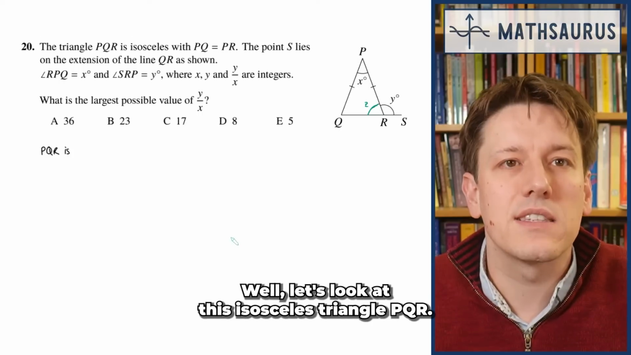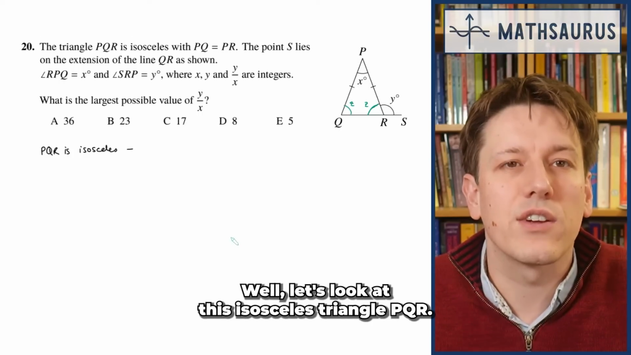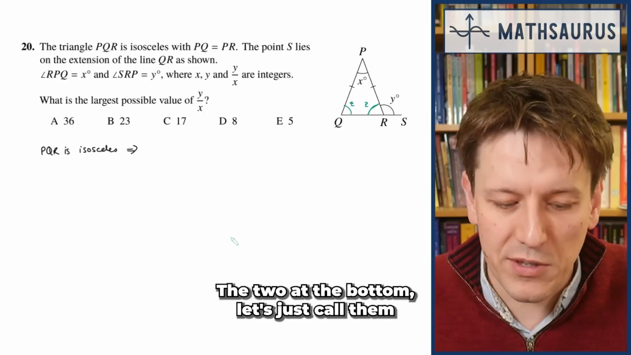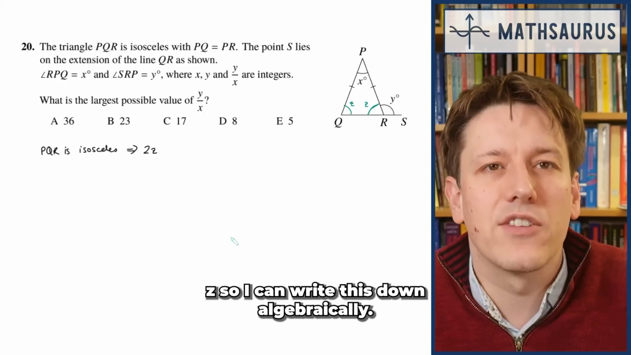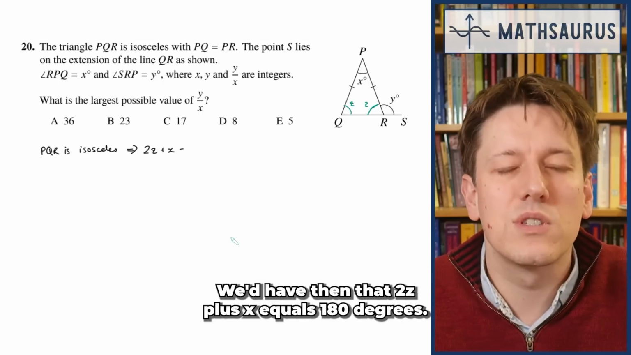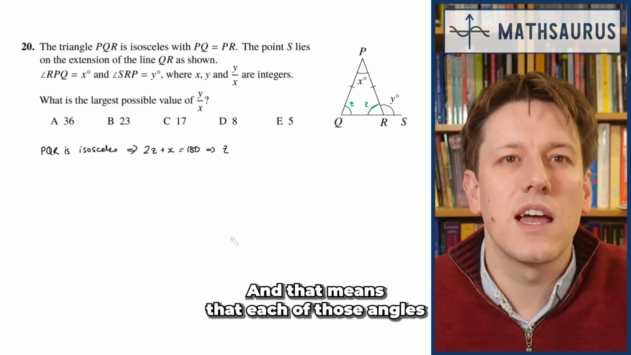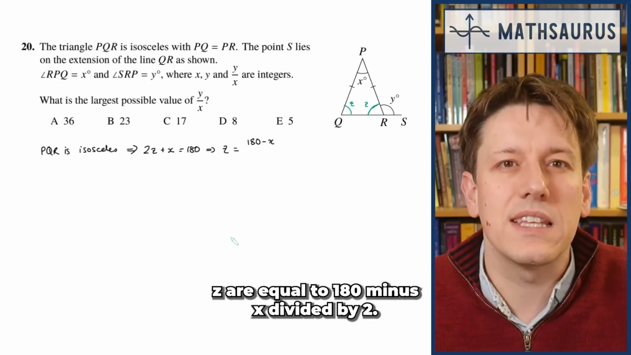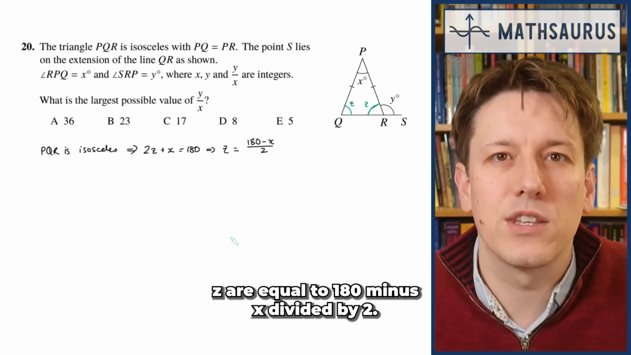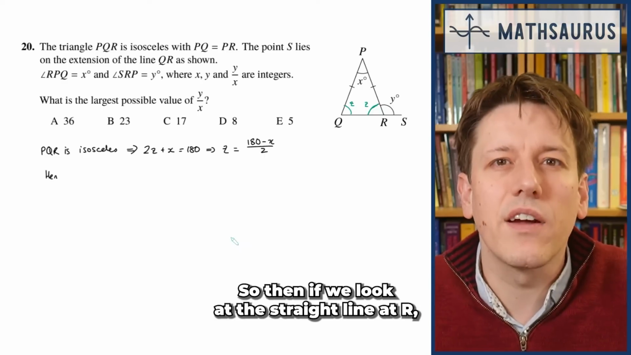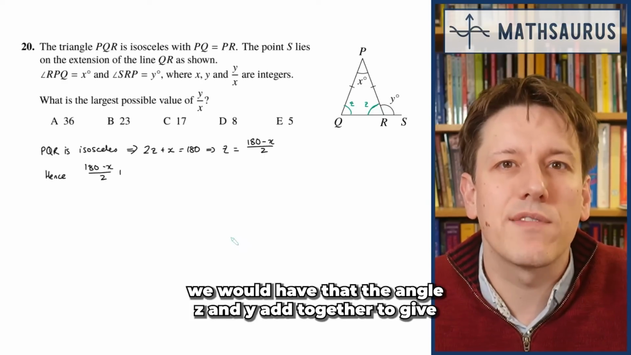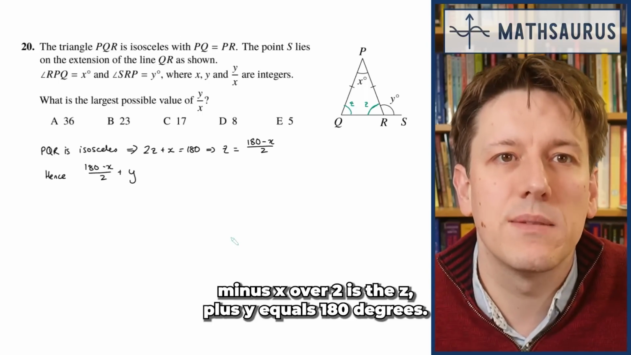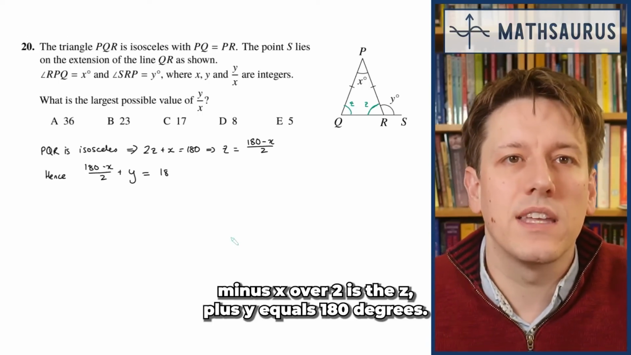Well, let's look at this isosceles triangle PQR, and we could label some extra angles in here, the two at the bottom. Let's just call them Z so I can write this down algebraically. We'd have then that 2Z plus x equals 180 degrees, and that means that each of those angles at the bottom of the triangle, Z, are equal to (180 minus x) divided by 2. So then if we look at the straight line at R, we would have that the angles Z and y add together to give 180 degrees. So (180 minus x) over 2 is the Z, plus y equals 180 degrees.